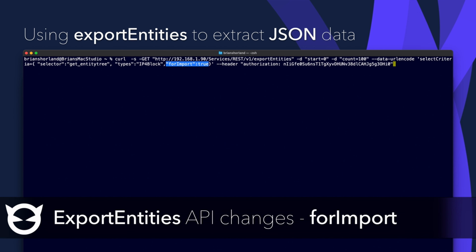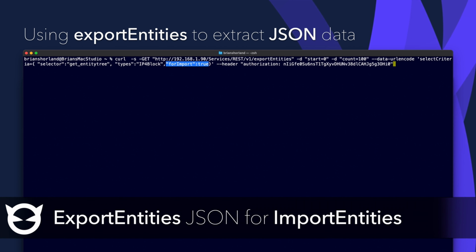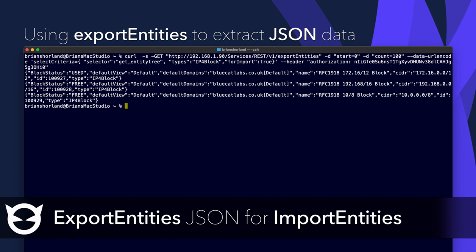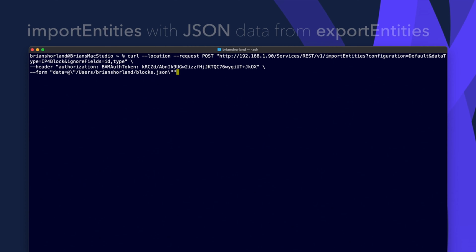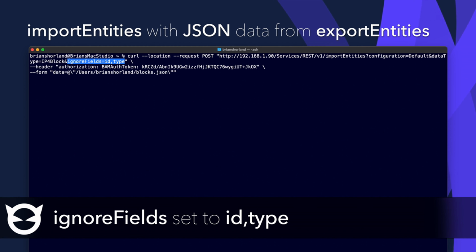The prior Export Entities API introduced in Integrity 9.4 has had a minor enhancement to enable JSON to be outputted in a format more compatible with the new Import Entities API. The new option for import, when set to true, will ensure that the JSON output is compatible with import entities. In order to import the JSON output from export entities, the ignore fields parameter needs to be set to ignore ID and type fields, as both of these are unrequired.